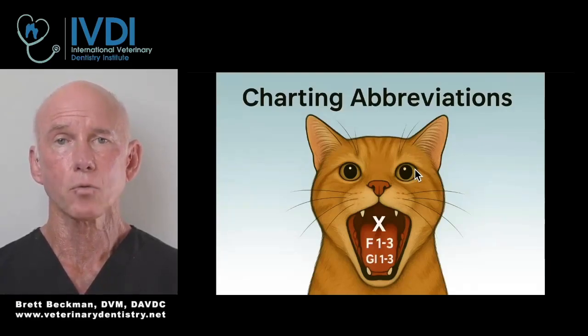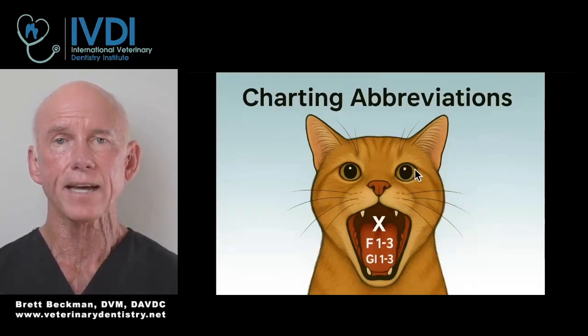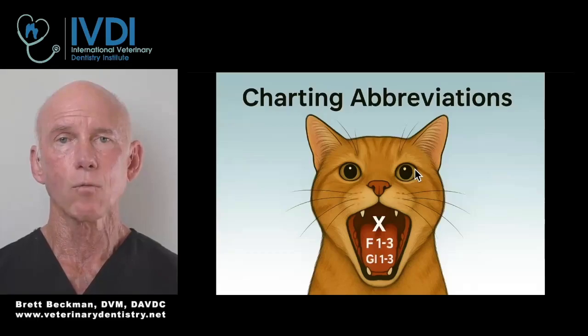So you grade those 1 through 3, as we've already discussed. And then one other thing that we haven't talked about is gingivitis index. So GI 1 is mild, 2 is moderate, 3 is significant gingivitis.